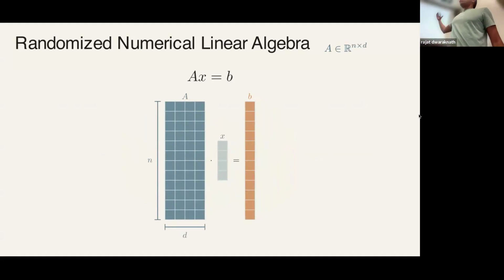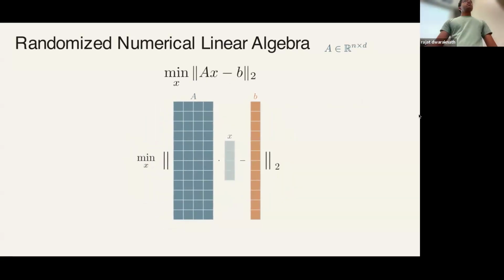Now, we know that this is an overdetermined system of linear equations. So the first thing you do in 302 is, well, how do you solve this? You do least squares, right? And the computational complexity of solving this using least squares, usually no matter what technique you use, is going to be n times d squared. So this is all just numerical linear algebra.